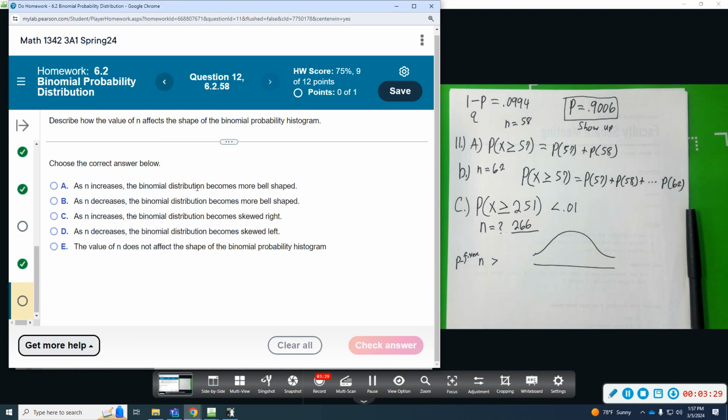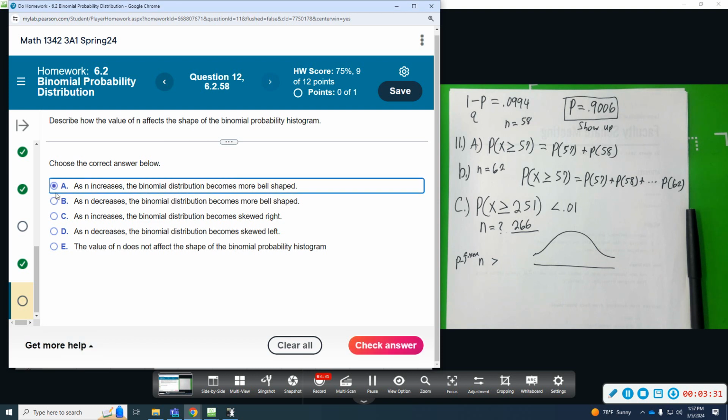So as n increases, the binomial becomes more bell-shaped, yes. As n decreases, it becomes more bell-shaped, no. Skew to the right decreases. So A is going to be the best answer choice there.